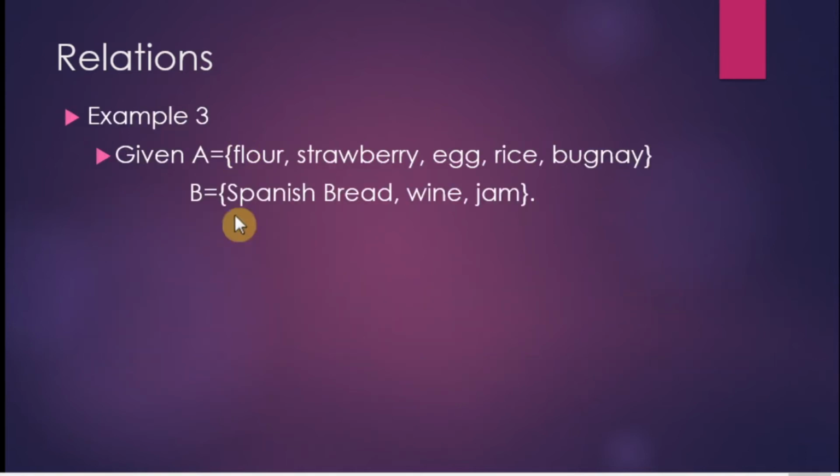Another example, we have 2 sets with different elements. Our first set contains 5 elements: flour, strawberry, egg, rice, and bugnay. For those who do not know what bugnay is, this is a fruit. Our second set contains 3. Spanish bread is just treated as a single element. We know that because it's not separated by a comma. So Spanish bread is a single element of set B. Another element is wine, and another is jam.